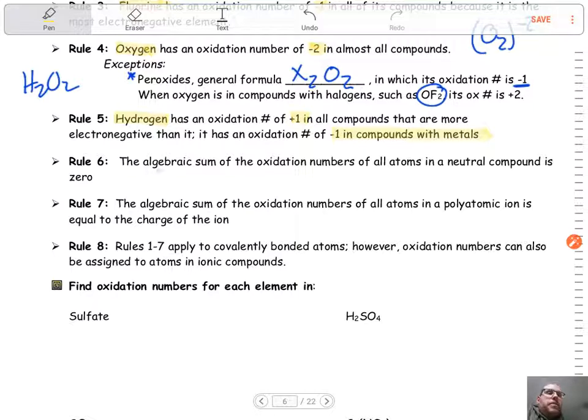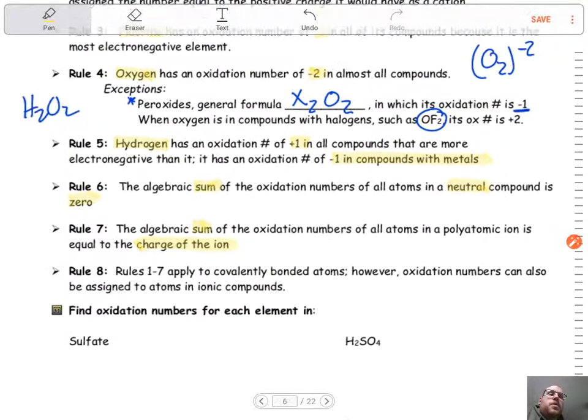Rule 6 is pretty simple. The algebraic sum of all the oxidation numbers is equal to 0 in a neutral compound. Neutral, the sum is 0. If you have something like a polyatomic ion, the sum of the oxidation numbers, guys, in a polyatomic ion is equal to the charge of the ion. Number 8, covalently bonded atoms. Oxidation numbers can also be done with ionic compounds. Ionic compounds tend to be a little bit easier than covalent ones.